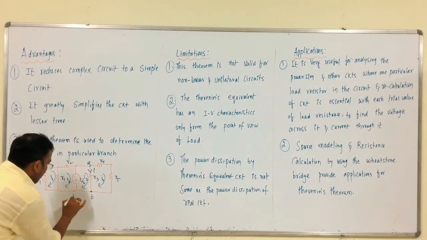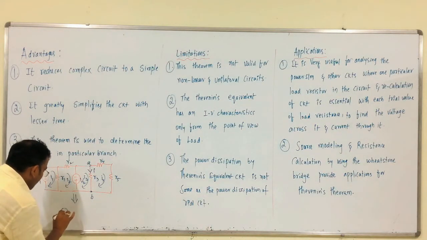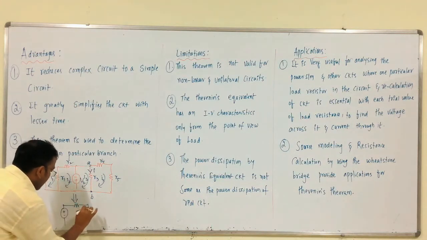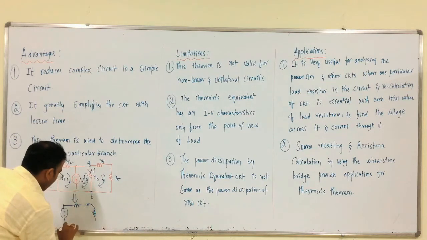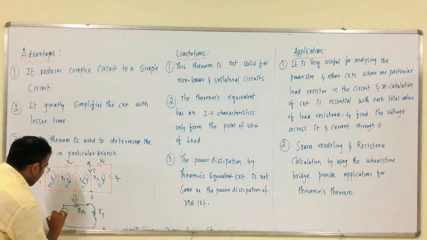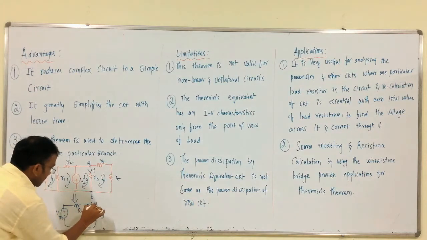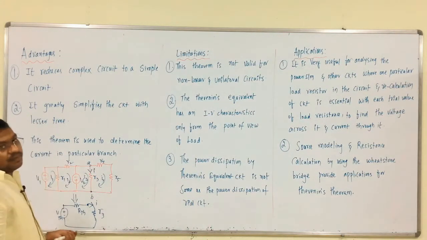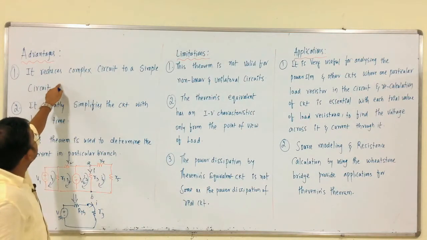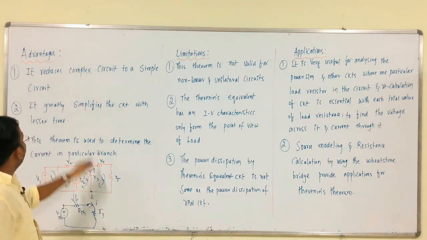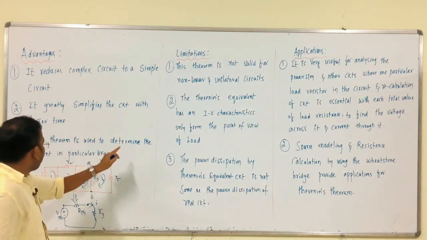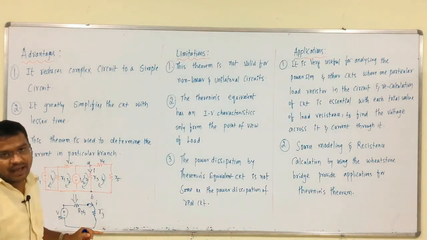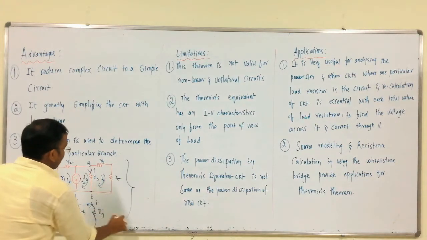So, the Thevenin circuit for this circuit is what? This is VTH, RTH, this is R3, right. At last we have to connect this R3, this is RTH, this is VTH, then the current through this branch is nothing but I, that is it. So, it reduces a complex circuit to a simple one, it greatly simplifies the circuit with lesser time. This theorem is used to determine the current in a particular branch, that is it. This is the example for this.